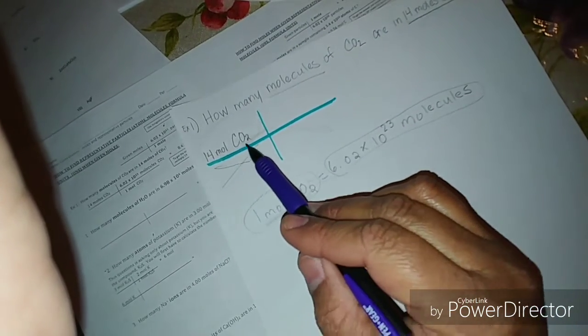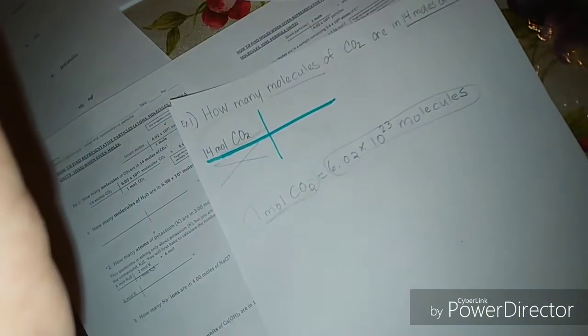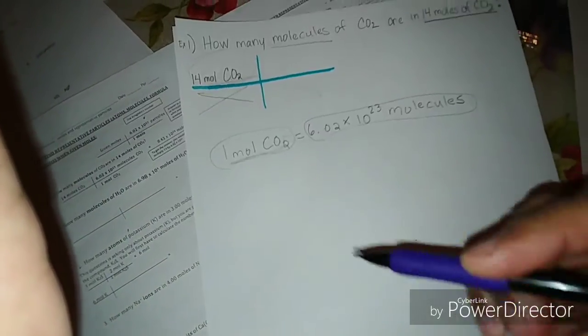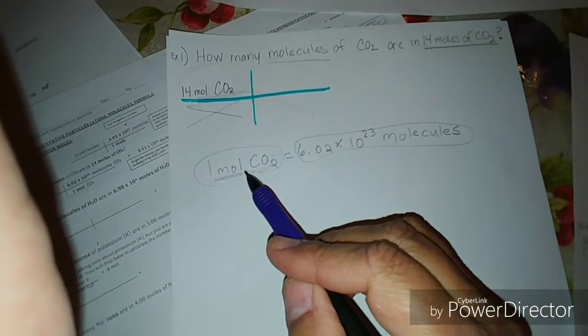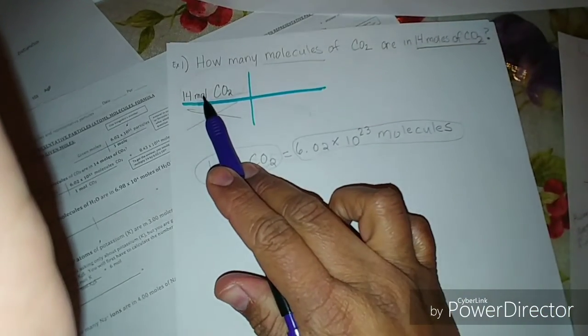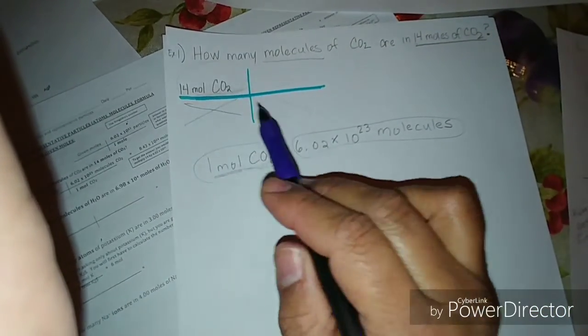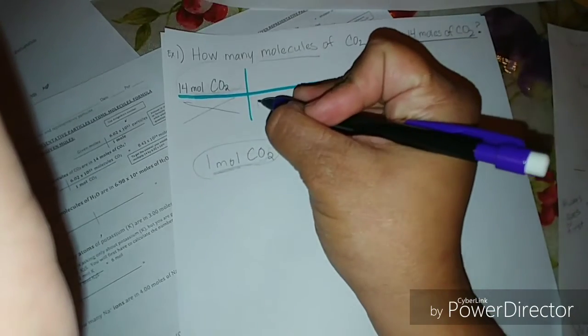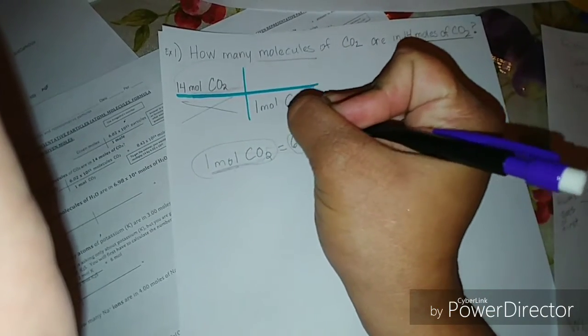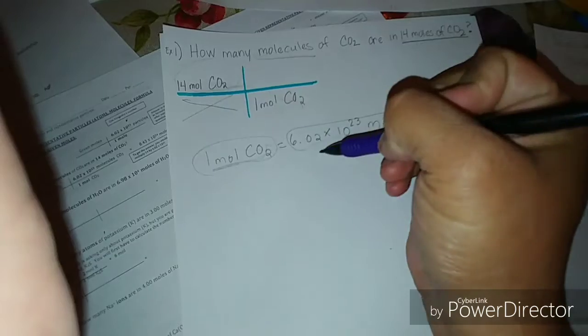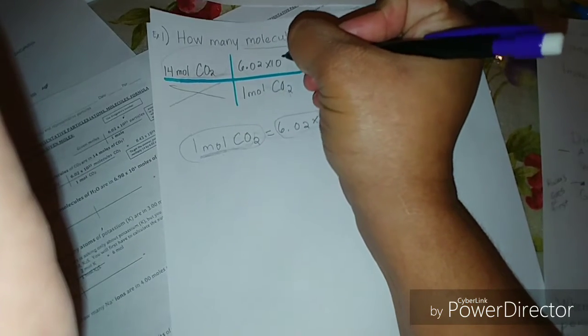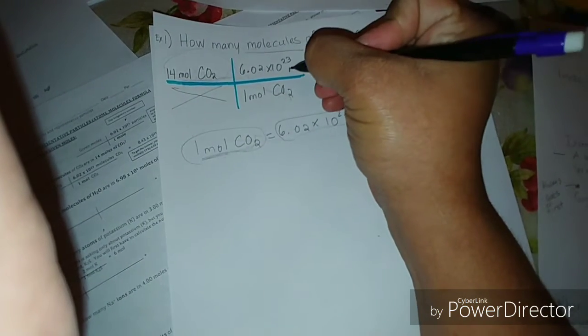Well, think, if this is moles of CO2, and I did tell you before that the units have to match, you're going to have to put this one because molecules does not match moles. So it's got to match as the same unit. So I would put 1 mole of CO2 here on the bottom, and on the top I'm going to put the one with Avogadro's number, the 6.02 times 10 to the 23rd molecules.